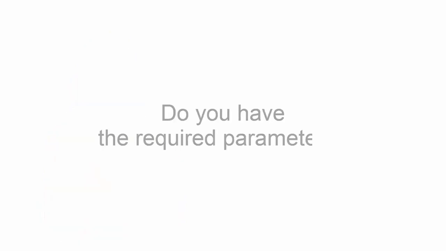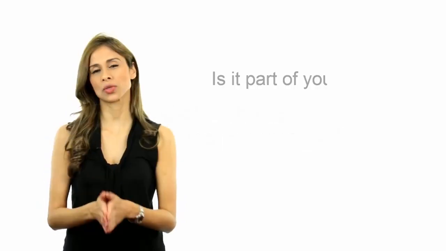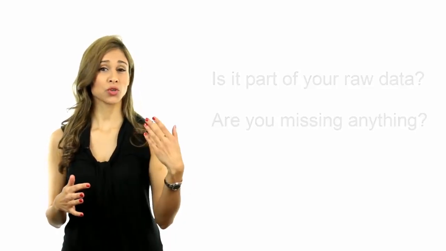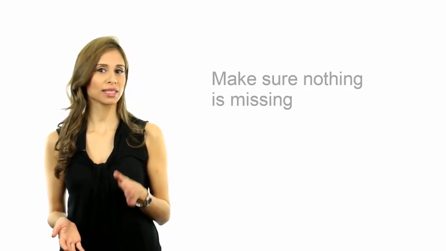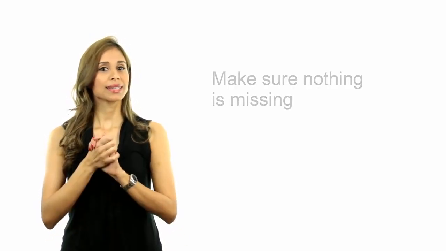Next, for each part of the dashboard, do you have the required parameters in your checklist? So is it part of your raw data? Are you missing anything? For example, you'd like to show a trend, but you're only retrieving data for the current month. So make sure that nothing is missing there. Next is that for each section of the dashboard, which Excel functions could you use to prepare the data for it? Can you picture it in your head how the data is going to flow?